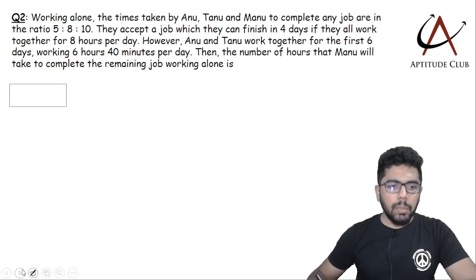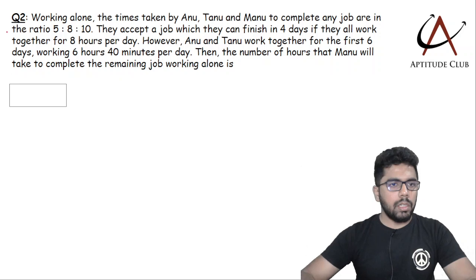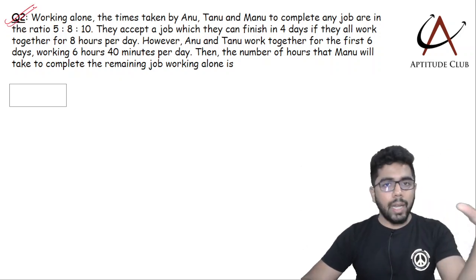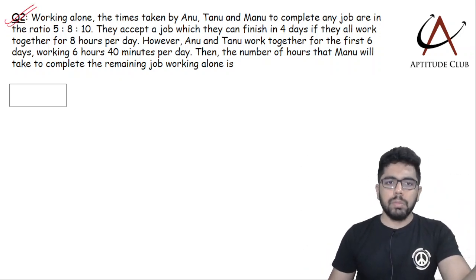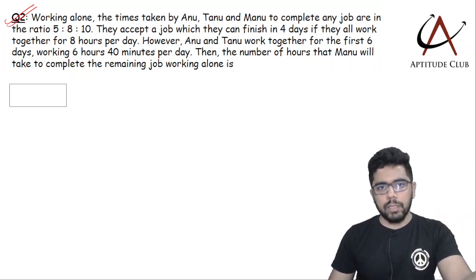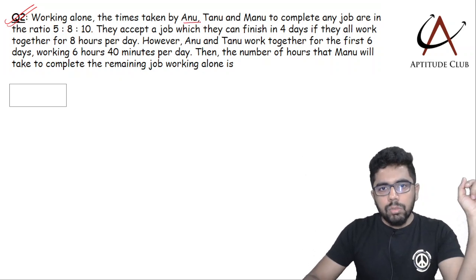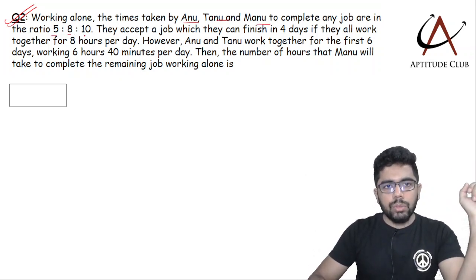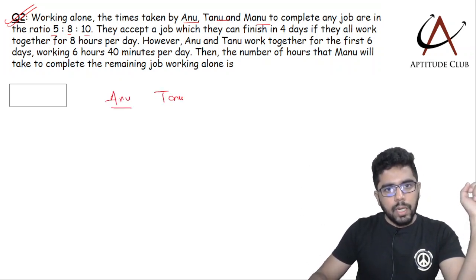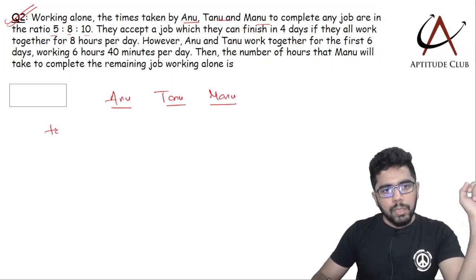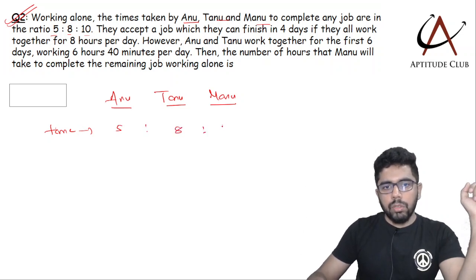Let us come to this one, time and work. Now time and work is one area you should be very good at, because guaranteed you get questions from this area and it's an easy chapter to capitalize on. Now let's see, working alone, time taken by Anu, Tanu and Manu to complete a job are in the ratio 5 is to 8 is to 10. So I have three persons, Anu, Tanu and Manu. So their time ratio is 5 is to 8 is to 10.